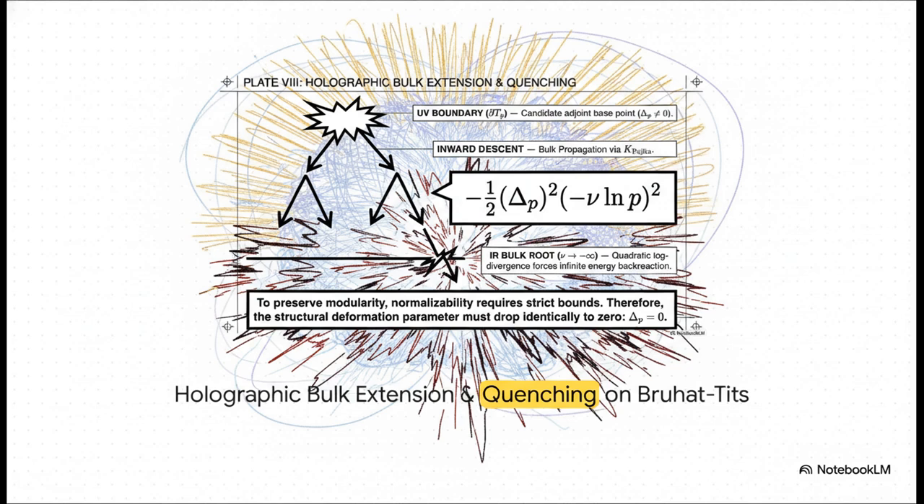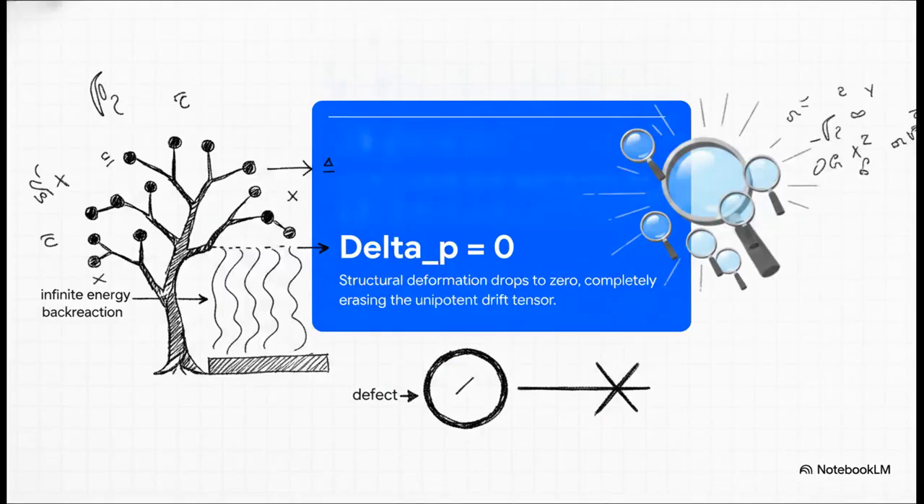As ν approaches negative infinity in the bulk root, this quadratic log divergence equation violently blows up. It forces an infinite energy back reaction. But to preserve modularity and normalizability in the global system, this infinite energy back reaction just cannot be permitted. Therefore, the structural deformation parameter, Δp, must drop identically to 0.